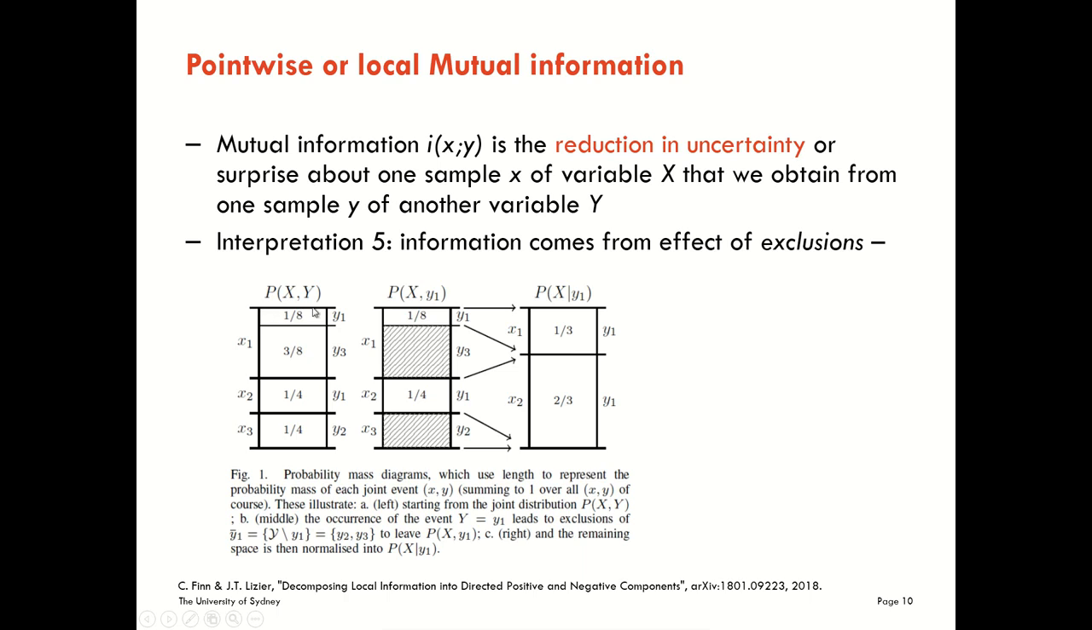such that this probability mass represents the mass associated with getting x1 and y1 as our realizations. This is the mass associated with the event x1, y3, and so on, such that all of those masses sum to 1.